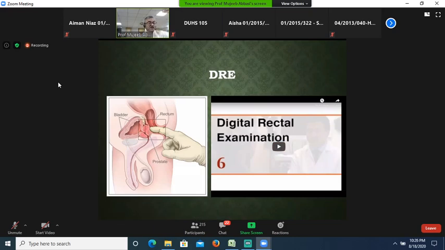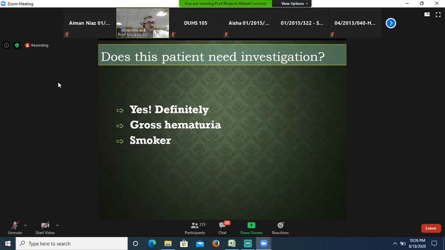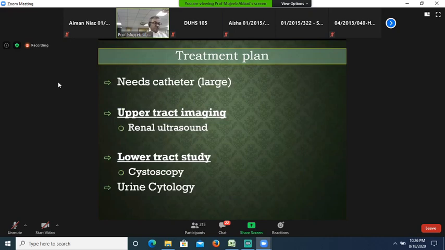As we said, he needs an investigation because he has gross hematuria for the last 30 years. What would be the treatment? Should we put a Foley's? And if yes, then what type of Foley's? He needs an ultrasound, and he needs a cystoscopy and urine cytology, as we discussed earlier on the baseline investigations.